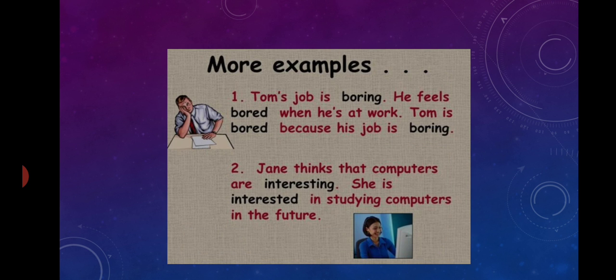Let's see more examples. Number 1. Tom's job is boring. He feels bored when he's at work. Tom is bored because his job is boring. As you can see, his job is boring. I'm describing his job. When you say that something is boring, you're describing the cause of how you feel. He feels bored because the job is boring.